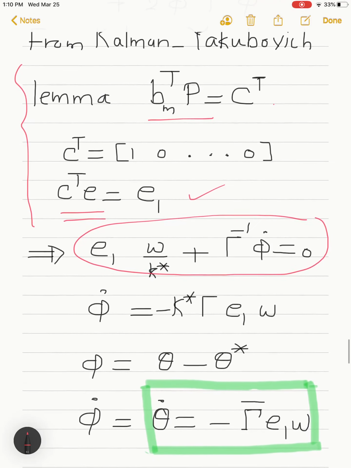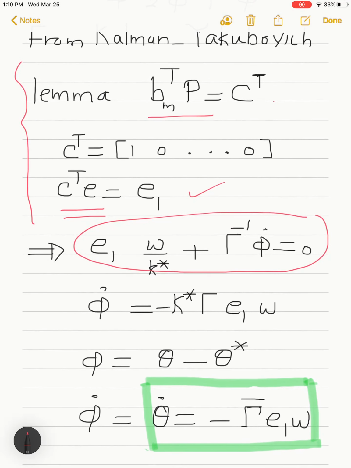Now once I do that, I can write an expression for phi dot, and this is minus K star gamma E1 omega. Now I know that phi is the difference between the parameters that I'm going to use in the controller and the parameters that I would use if I knew the plant transfer function. Theta star is constant. So if you take the derivative, that would be just theta dot. And the multiplication of K star times gamma would be another constant matrix, gamma bar.